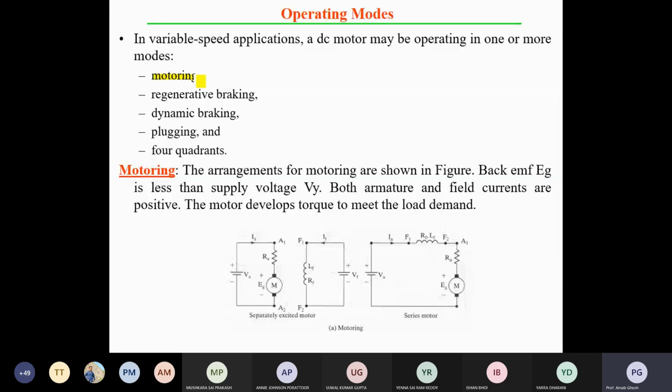Then what is reverse motoring in plugging? What happened? The rotation of the motor is in the reverse direction, since one of them is negative. So that is called reverse motoring.